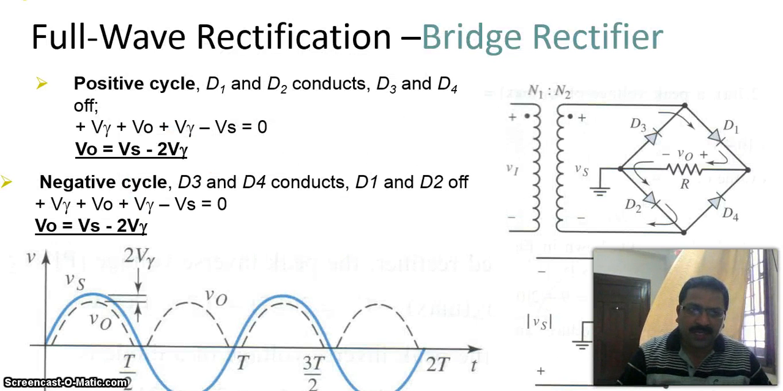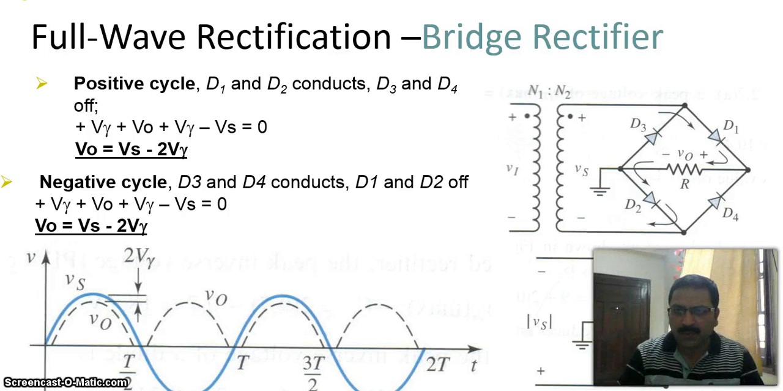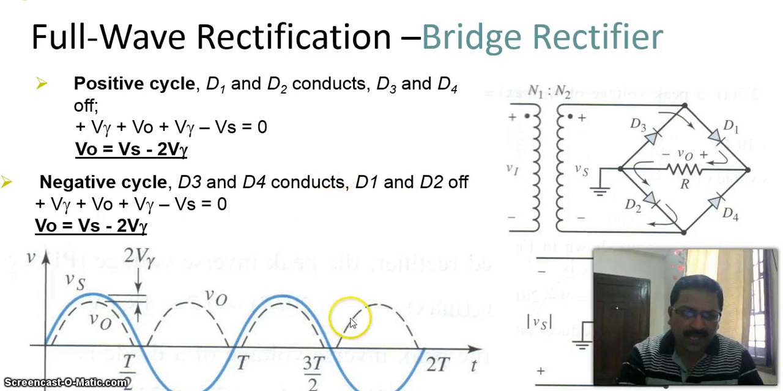Another combination in the full wave rectifier is the bridge rectifier. In the bridge rectifier there are four diodes, D1, D2, D3, D4. Similar to the center tap transformer, here also two of the diodes conduct in the forward mode, and the other two diodes conduct in the negative half cycle of the AC voltage. Finally we get the dotted line across the load.